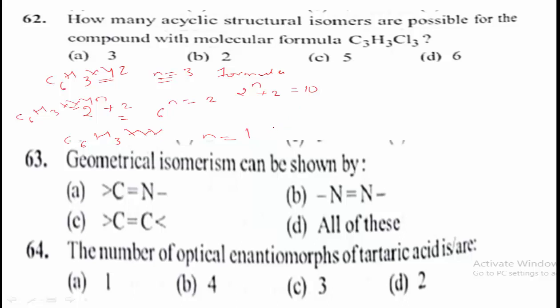Because during this time use the formula 2 to the power of n plus 1 equal to 3. 3 isomers are present in a mono substituted group.